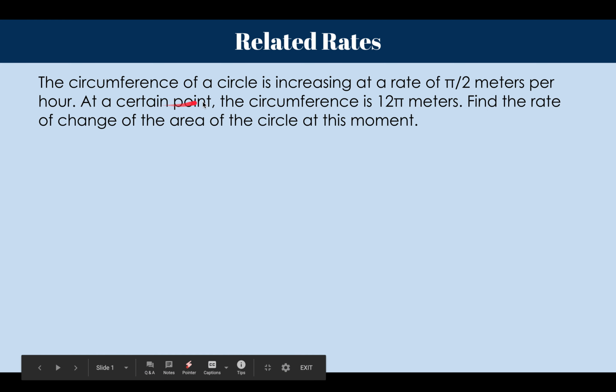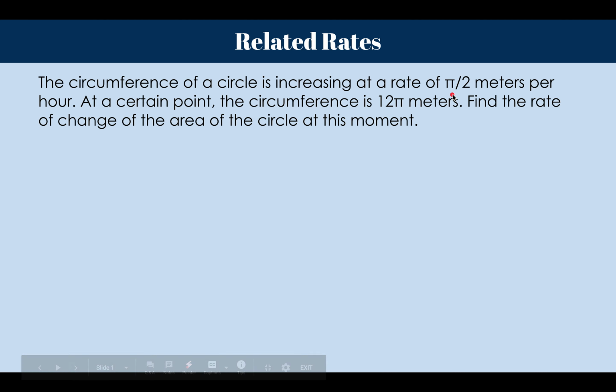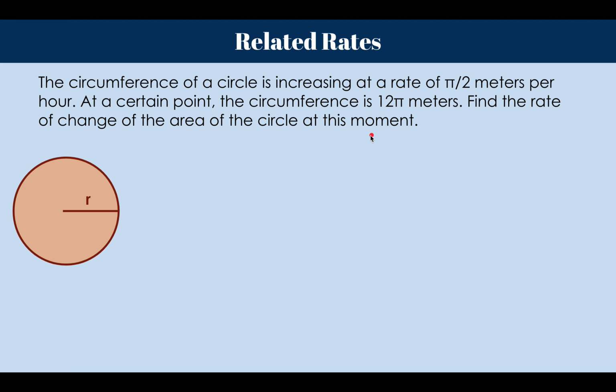The circumference of a circle is increasing at a rate of pi over 2 meters per hour, and at some point the circumference is 12 pi meters. So you want to find the rate of change of the area of a circle at this point. So we can draw a diagram so we can visualize this. This circle is expanding and the circumference is increasing at a rate of pi over 2 meters per hour. And you want to find the rate of change of area when the circumference is 12 pi meters.